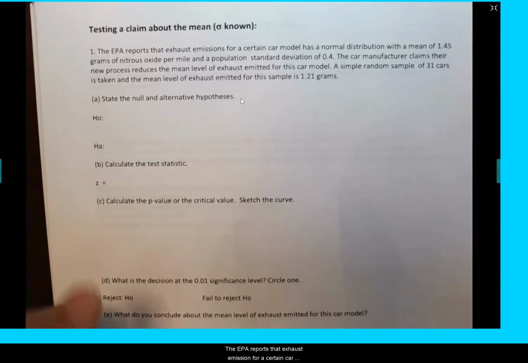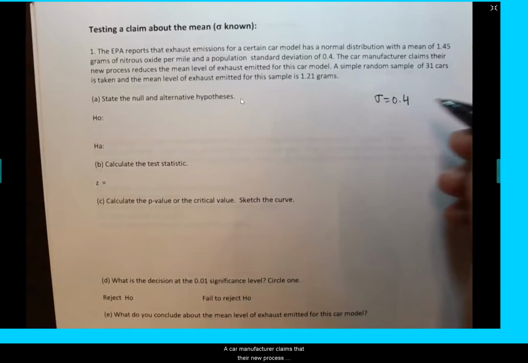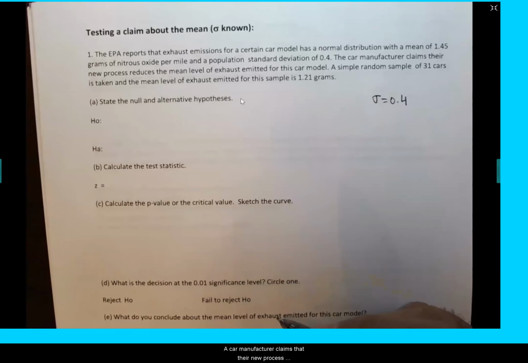The EPA reports that exhaust emission for a certain car model has a normal distribution with the mean of 1.45 grams of nitrous oxide per mile and a population standard deviation of 0.4. So sigma is 0.4, guys. The car manufacturer claims that the new process reduces the mean level of exhaust emitted for this car model. The EPA reports that the average emission is 1.45, but a car manufacturer claimed that their process can reduce this mean level of exhaust emitted.